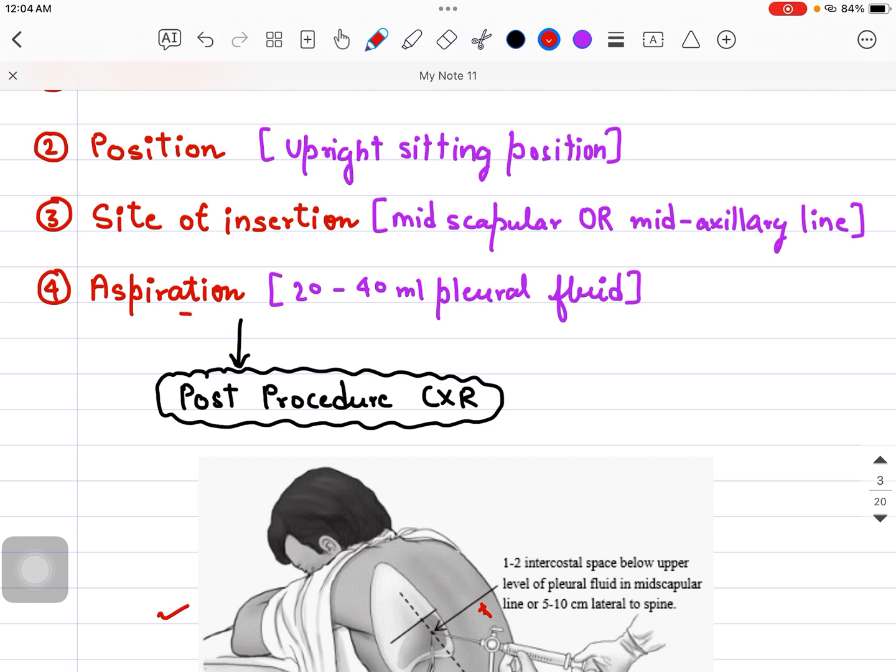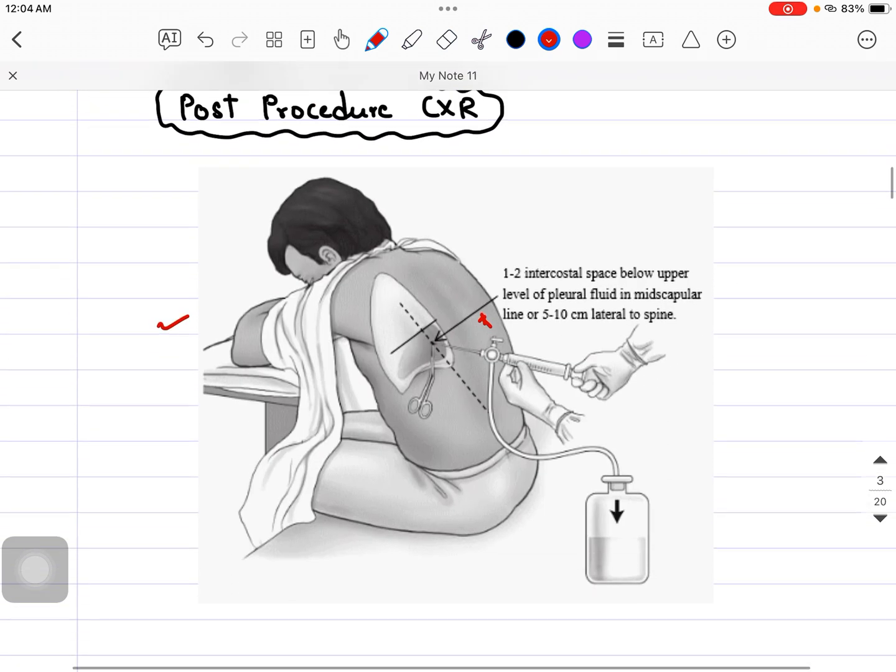Okay, and after the procedure we should always check the chest X-ray so that we are ruling out other things as well, because sometimes it can lead to pneumothorax or other kinds of trauma in the patient, if it is not done properly, let's say. So a post-procedure chest X-ray we should always do and we should always check, right. So this is the procedure, how we are doing it basically.